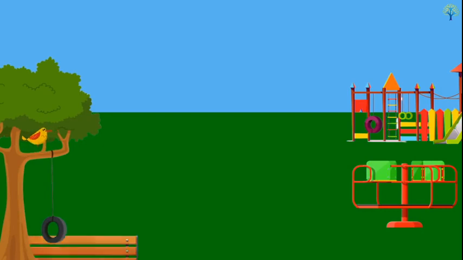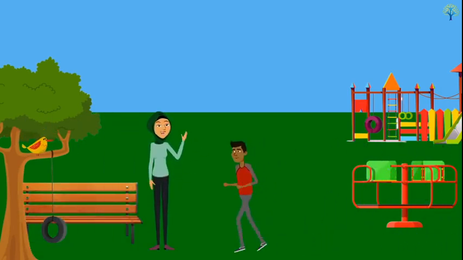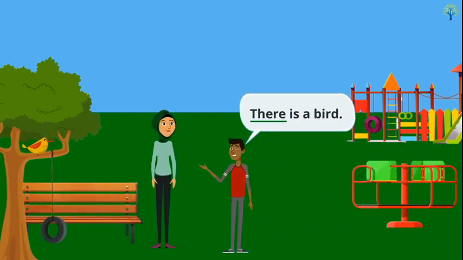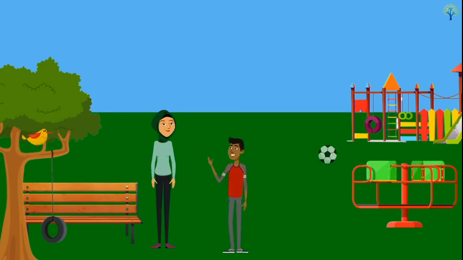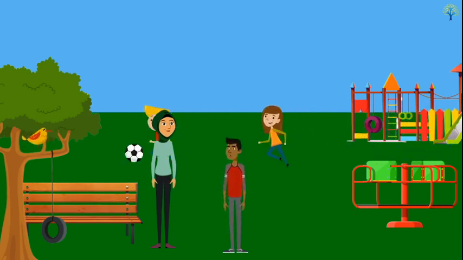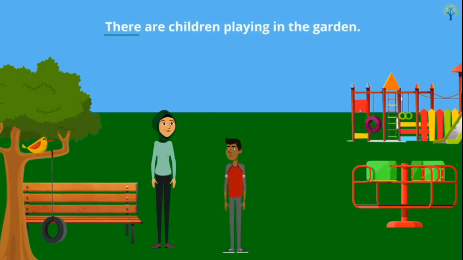There is and there are used to talk about the existence of something. For example, there is a bird. Or, there are children playing in the garden.